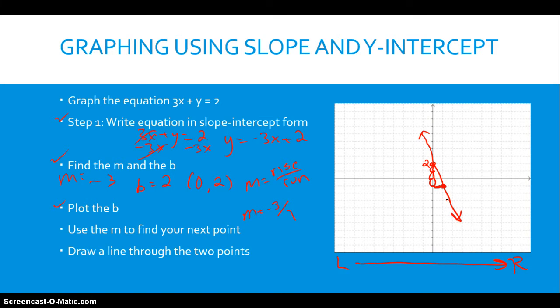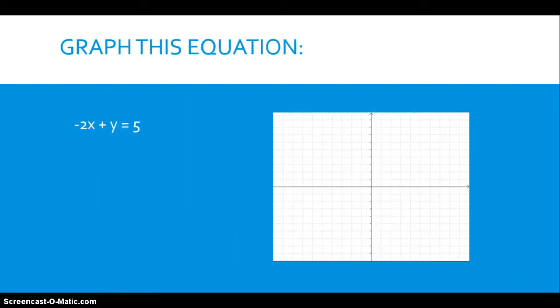Okay, so watch this again if you need to see it again. But we're going to do another example, so relax. Step 1, make sure it's in y equals mx plus b form. So add 2x to both sides. Y equals 2x plus 5. So identify my m, which is 2 over 1, and my b is 5, which is the ordered pair (0, 5). So here's my point right here.